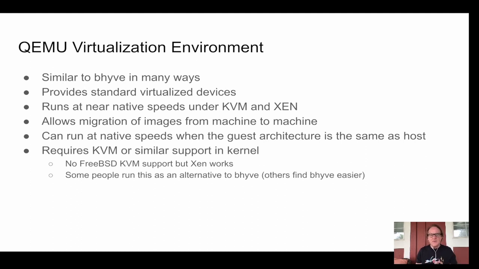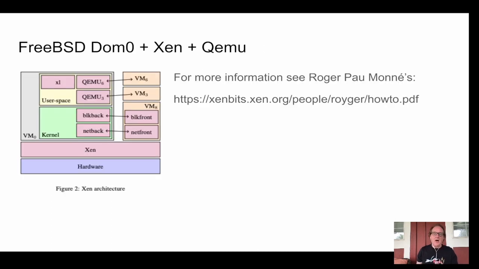It requires KVM or Xen support to work. FreeBSD doesn't have KVM support, but it does have Xen support. Some people find this to be a better alternative to bhyve. Others find bhyve easier to use. If you're looking for more information, I suggest that you look at Roger Pau Monné's how-to, which I've included in my slide. I'm not going to read the URL. You can do that off of the screen.